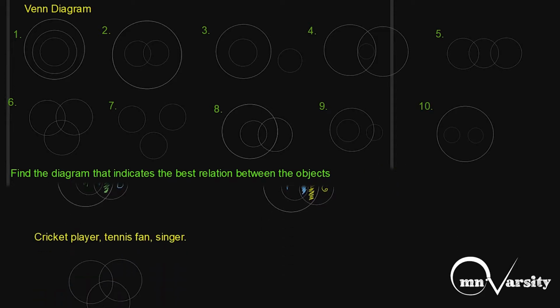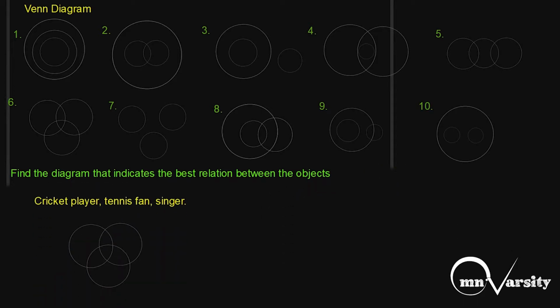Let's go to the next question. Cricket player, tennis fan and singer. While we understand this question, let us look into another question. This part says cricketer, footballer and singer. We need to know what professional terms and non-professional terms are before we start doing this problem.